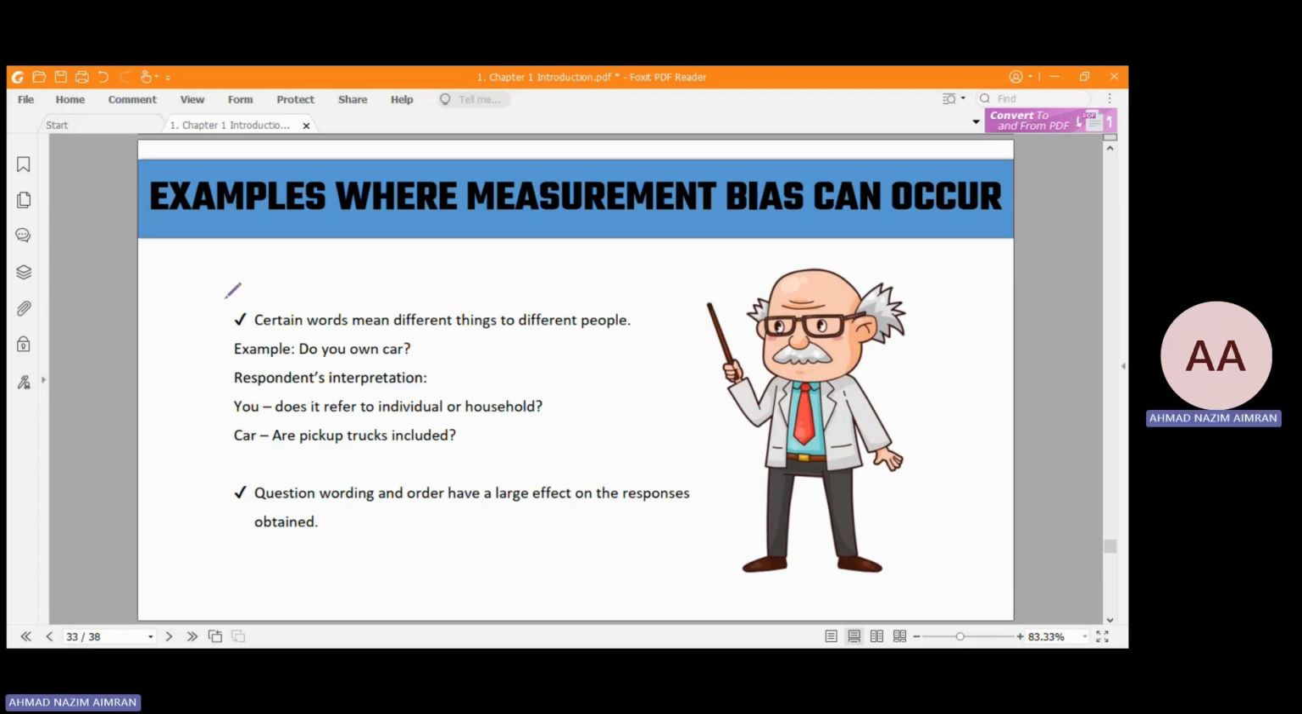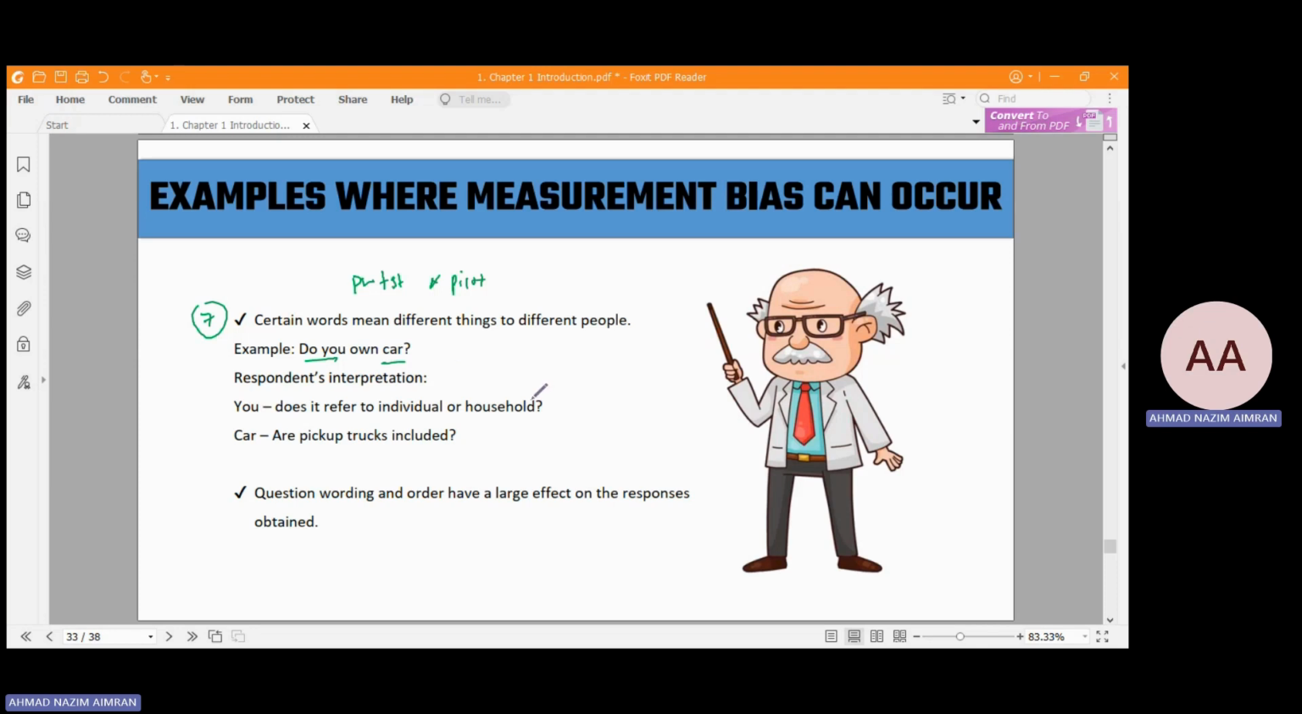And number 7 is certain words mean different things to different people. So this is again why a pre-test and a pilot test is very important, because certain words may be interpreted differently by different respondents. For example, here, do you own a car? Okay, so a few interpretations can be made from this simple question.